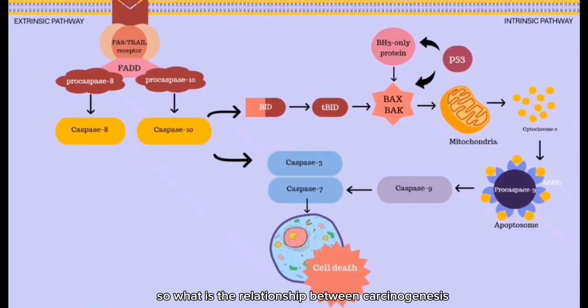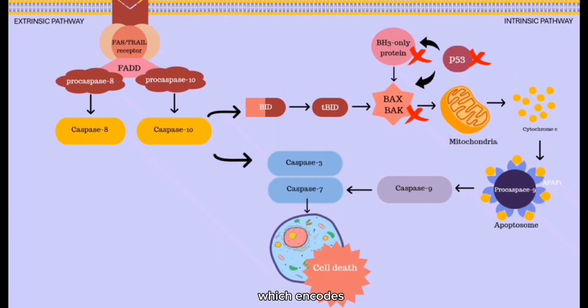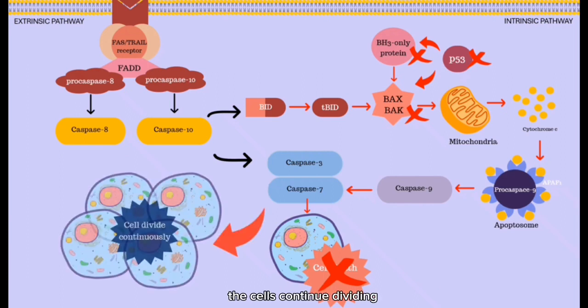So what is the relationship between carcinogenesis and apoptosis? Mentioning DNA damage as an example, cancer cells will continue their proliferation since the tumor suppressor protein P53 loses its function in controlling cell replication and escapes the apoptosis process. BH3-only protein, which encodes pro-apoptotic protein, also cannot be activated. Other pro-apoptotic proteins become inactivated, and the caspases are inactive, leading to dysregulation of apoptosis. The cells continue dividing without being programmed to cell death.